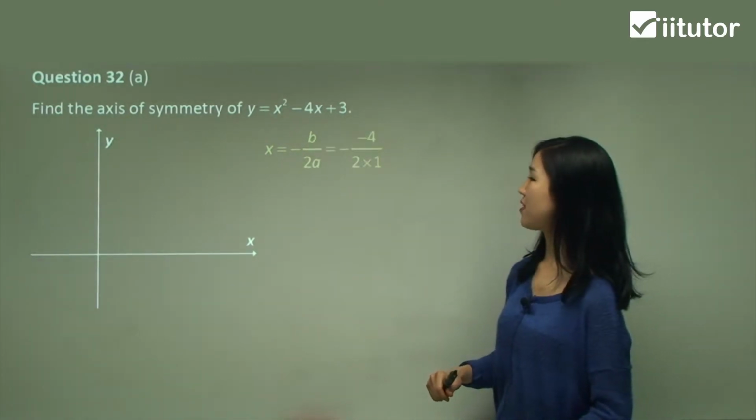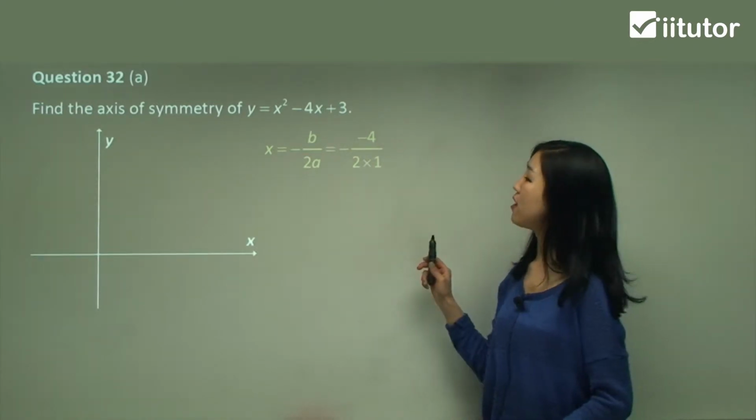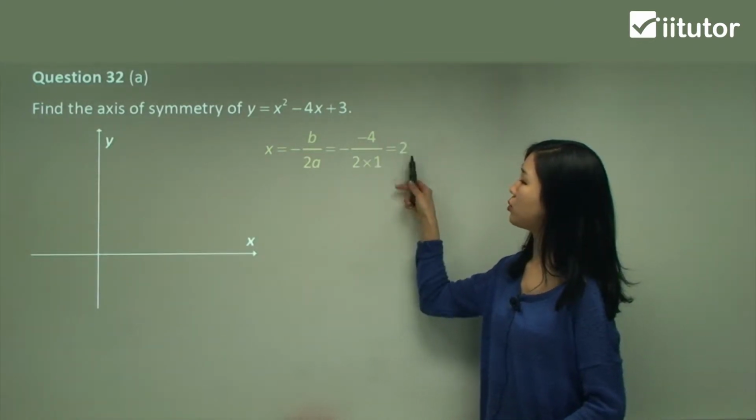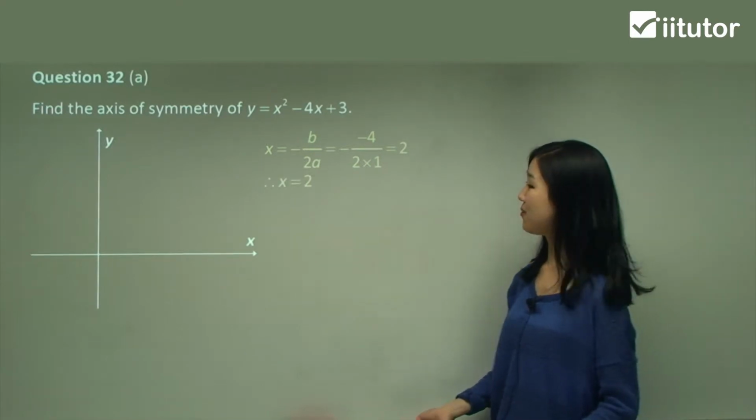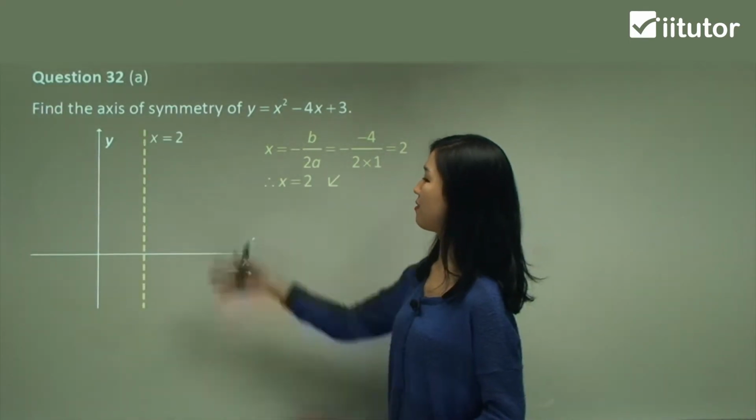So sub those values in, just like that. Negative negative will become a positive, so it will be 4 on 2, which is just 2. So x equals 2 is our axis of symmetry. I'm just going to place that on our graph.